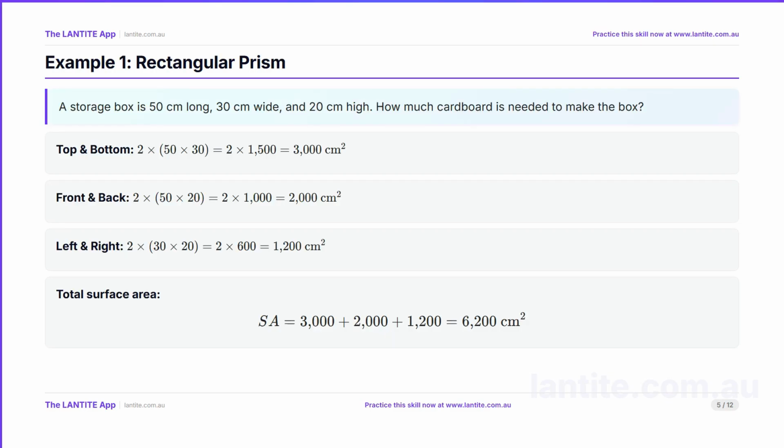A storage box is 50 centimeters long, 30 centimeters wide, and 20 centimeters high. We need to find the total surface area. Top and bottom, 2 times 50 times 30 equals 3,000 square centimeters. Front and back, 2 times 50 times 20 equals 2,000 square centimeters. Left and right, 2 times 30 times 20 equals 1,200 square centimeters. Total, 3,000 plus 2,000 plus 1,200 equals 6,200 square centimeters of cardboard.